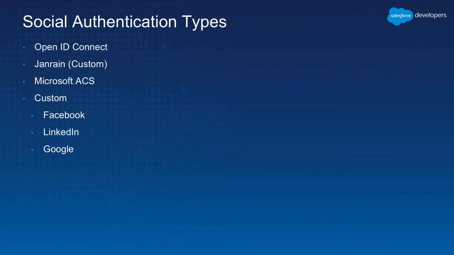Social authentication types. Currently, Salesforce supports different types of social authentication. I'm going to talk about OpenID Connect in a while, but Janrain is a third-party provider that will allow you to authenticate to Salesforce from any social network. We also have Microsoft Azure, where you can use Azure to connect to Salesforce, and Salesforce also provides different custom ways of logging in from Facebook, LinkedIn, Google, or even from Salesforce. If you have a multi-org strategy, using multiple Salesforce orgs, and you want to use one login to log into those multiple orgs, you can use Salesforce as your IDP, or identity provider, or authorization server.